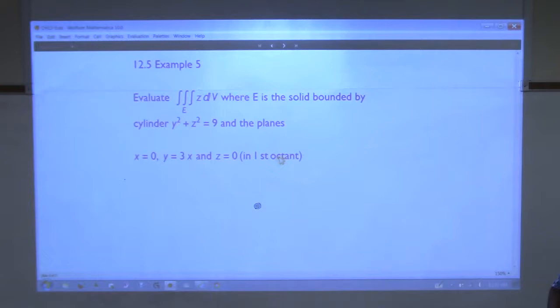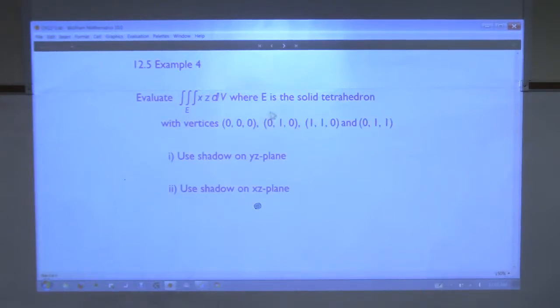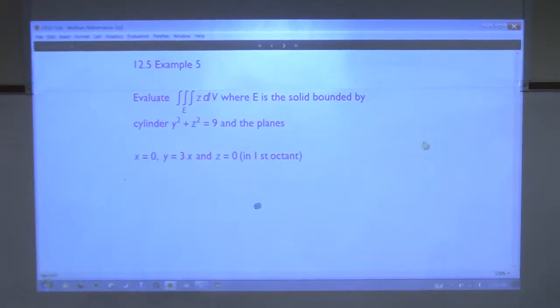All right, so this is where we left off last class. I had actually, example 4, I had suggested you do that on your own. That was the one where you were projecting a solid, a tetrahedron onto 2 different planes. But we're going to move on to example 5. So what we want to do is evaluate a triple integral, z dv, where E is the solid bounded by a cylinder and then some planes. So we want to evaluate this triple integral.